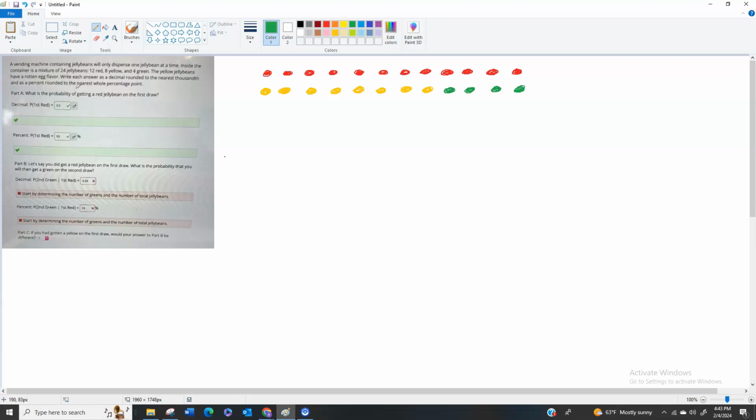So the first question says, what's the probability of getting a red jelly bean on the first draw? Well, we have 12 red jelly beans out of 24, so it would be 12 out of 24, or 1 out of 2, or 0.5, or 50%. If you want to get the 12 out of 24 on your calculator, you can use your fraction function, or you can do 12 divided by 24. That'll give you the 0.5. Then we can shift that decimal over 2 spots to get 50%.